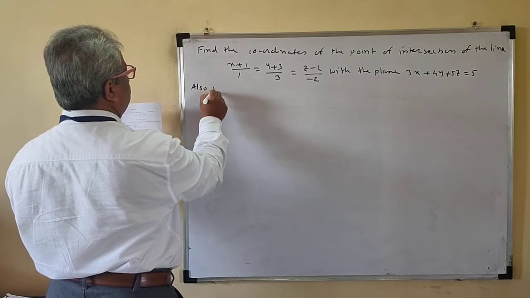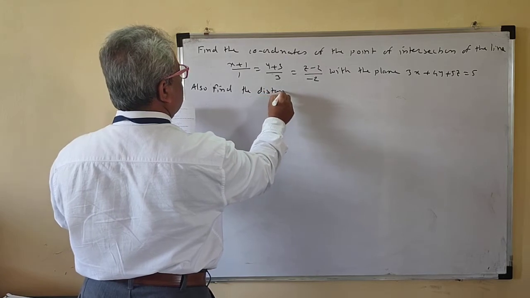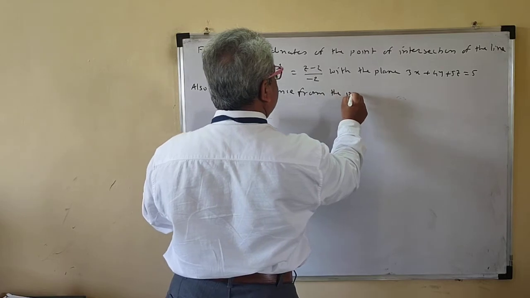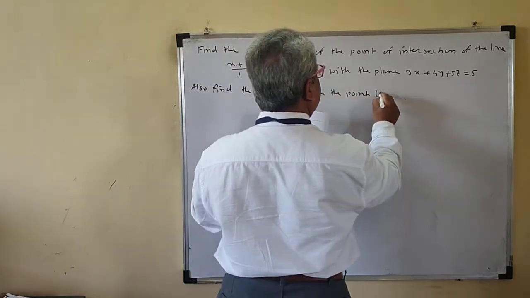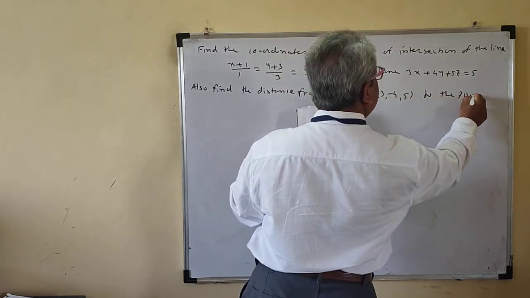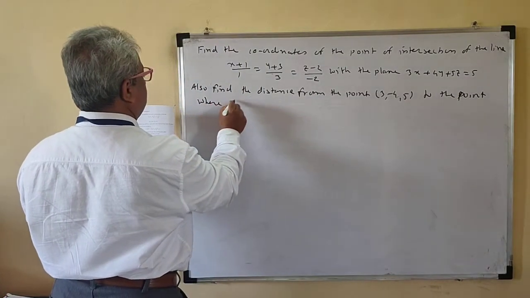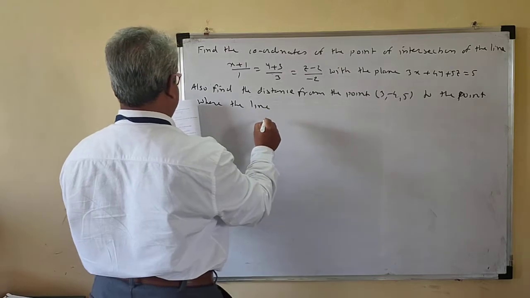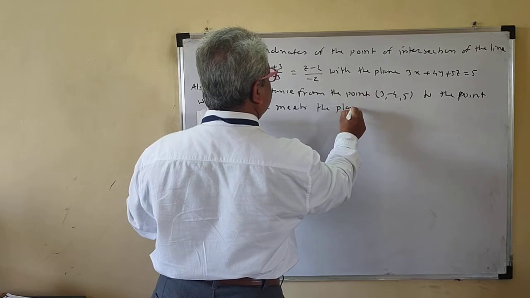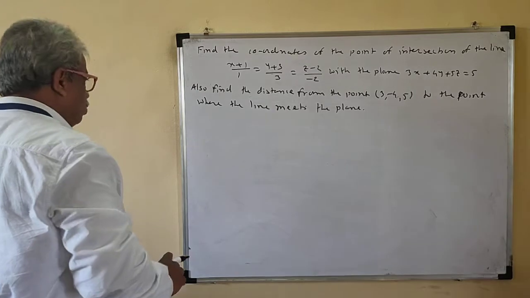Also find the distance from the point (3, -4, 5) to the point where the line meets the plane or cuts the plane. Okay, solution.